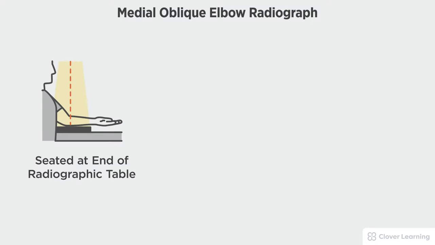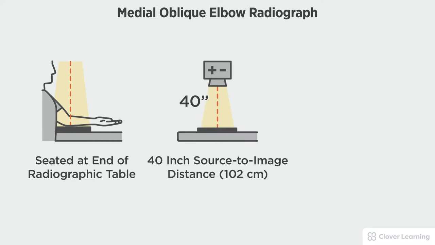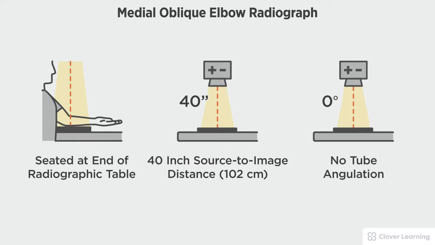In this view, we will demonstrate the medial oblique elbow. The medial oblique elbow should be performed with the patient seated at the end of the radiographic table, with the image receptor placed tabletop, with a 40-inch source-to-image distance and no tube angulation.